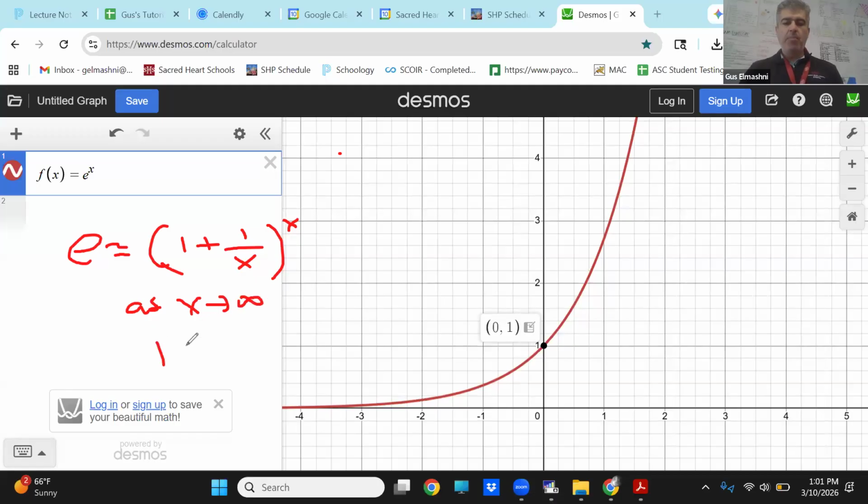If I do 1 plus 1 over 1,000, that's a pretty small fraction, right? But you raise it to what power? It's a bit of a trade-off: the fraction gets smaller, but the exponent gets bigger. Or what if I do 1 plus 1 over 100 raised to the 100th power? It seems that one would be higher than the other, but they're actually pretty close together.